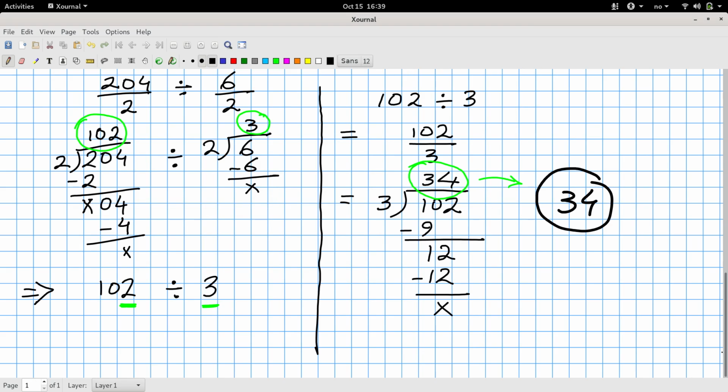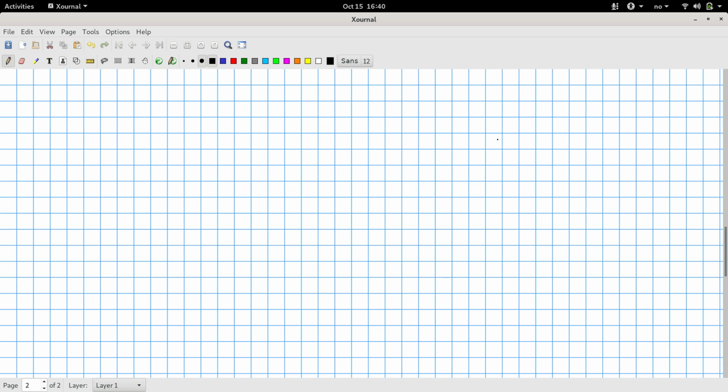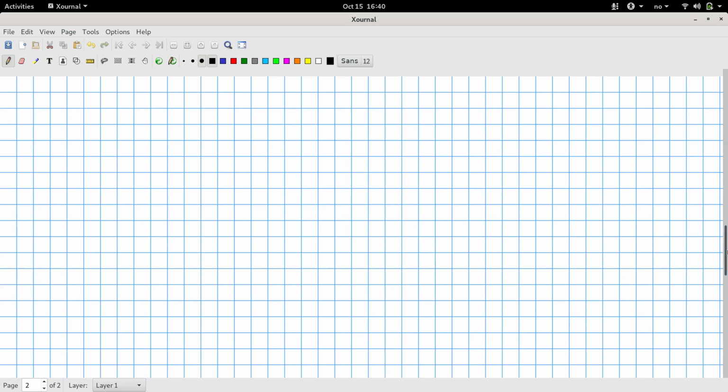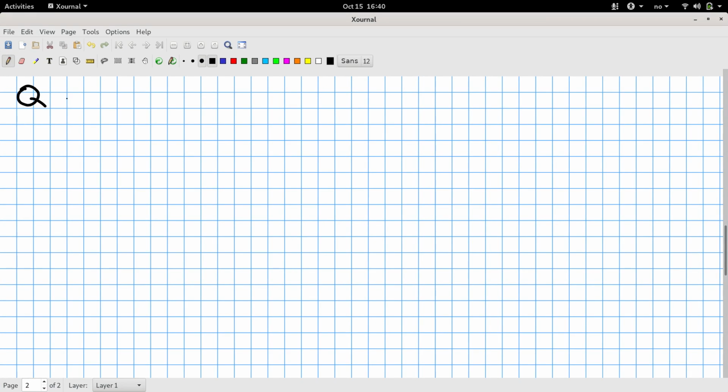So now I'm going to do the same operation, but in a bit shorter way, right? So let's write the question again. Question is, what's the question? Let's see. 81.6 divided by 2.4, right? Very good.